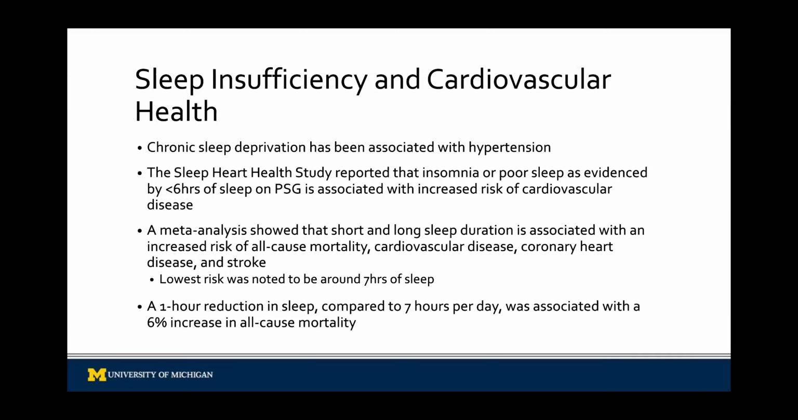What this meta-analysis also alluded to was that the lowest risk was noted to be around 7 hours of sleep, which is what the currently recommended guideline for adults is, at least a minimum of 7 hours. So even just having that 1 hour reduction of sleep compared to having 7 hours per day has been associated with a 6% increase in all-cause mortality.